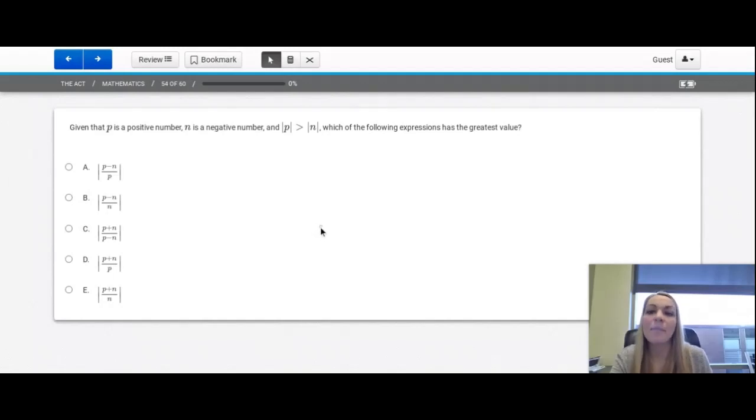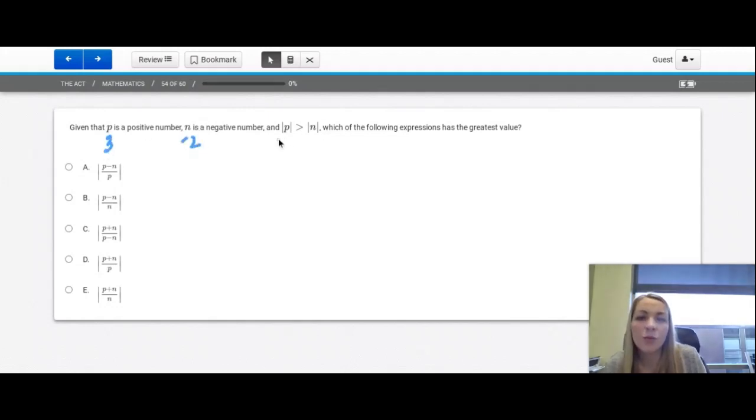Question number 54. Given that p is a positive number and n is a negative number, and the absolute value of p is greater than the absolute value of n, which of the following expressions has the greatest value? For these, what I like to do is plug in numbers. We know that p is a positive number and n is a negative number, and when you take their positive versions, p has to be greater. So I'm going to let p equal 3 and n equal -2.